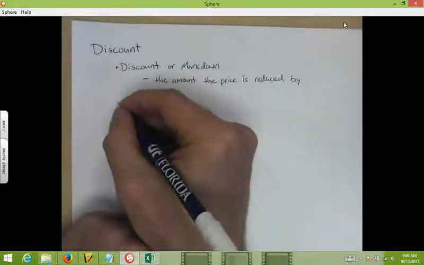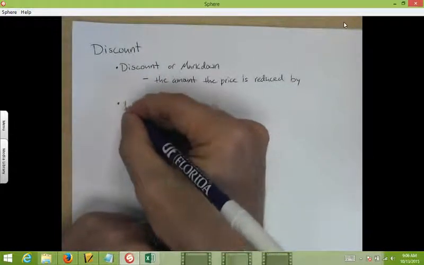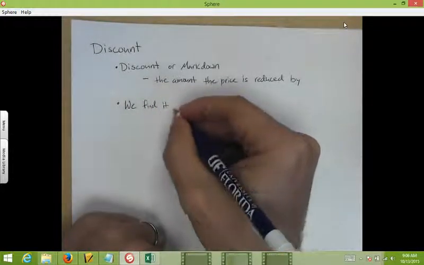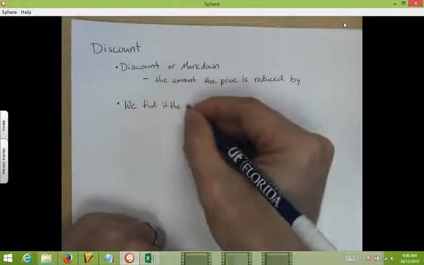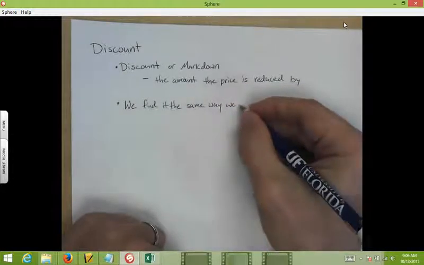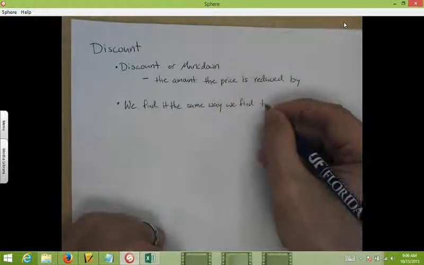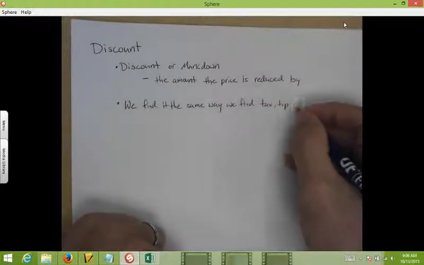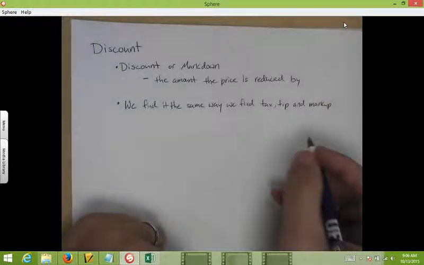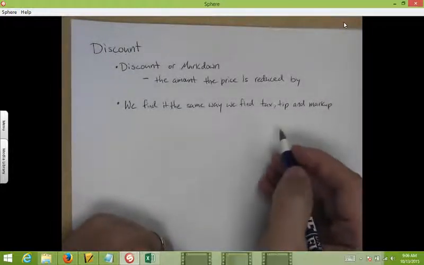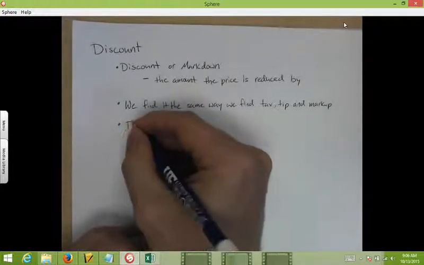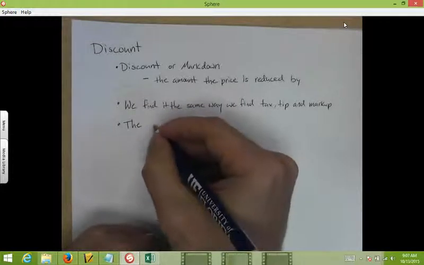So, we find it the same way we find tax, tip, and markup. Meaning we take the percent, write it as a decimal, and multiply it by the original price. The only difference is that we subtract instead of adding it.